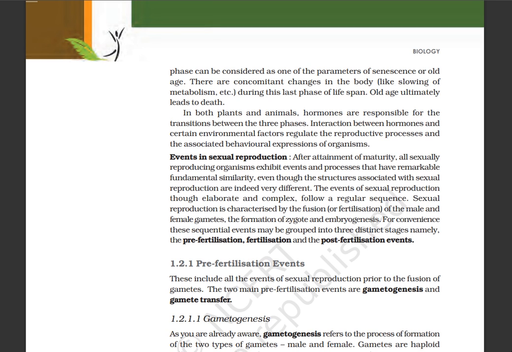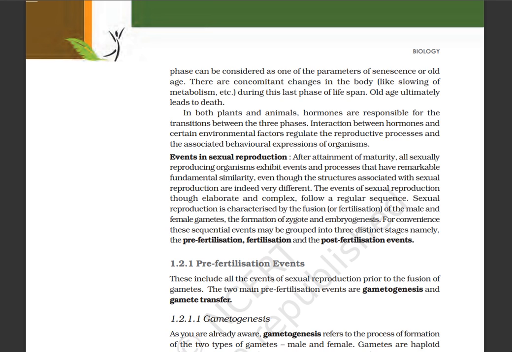ultimately leads to death. In both plants and animals, hormones are responsible for the transitions between the three phases. Interaction between hormones and certain environmental factors regulate the reproductive processes and the associated behavioral expressions of organisms. Events in sexual reproduction.